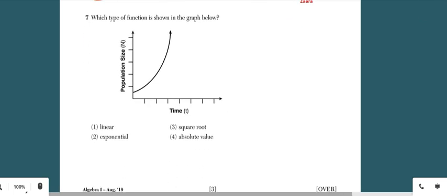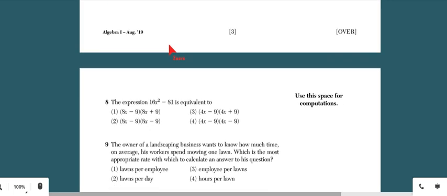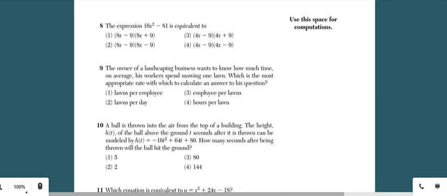Move to question number 7. Which type of function is shown in the graph? Can you see this function? This is not linear. This is not a curve. This is an exponential function.